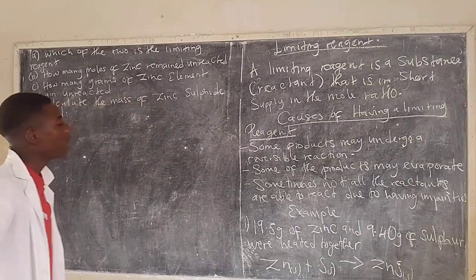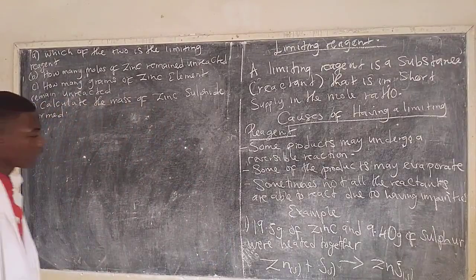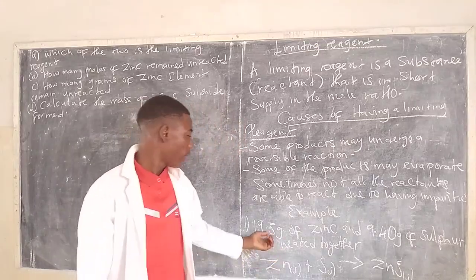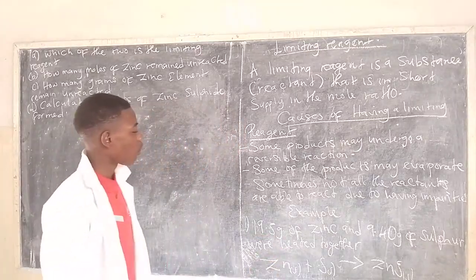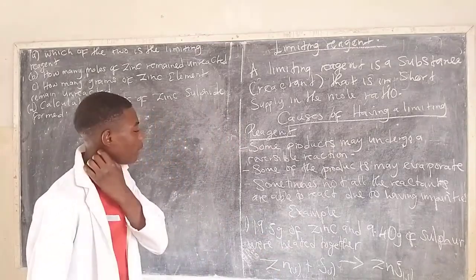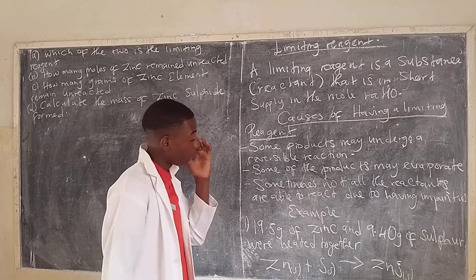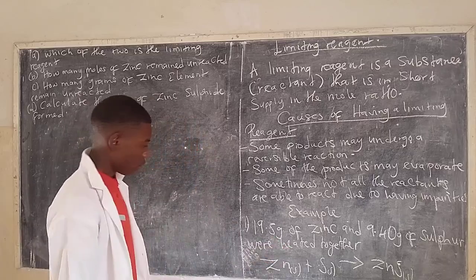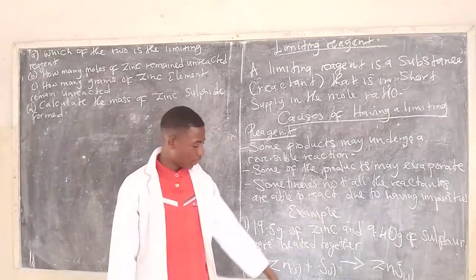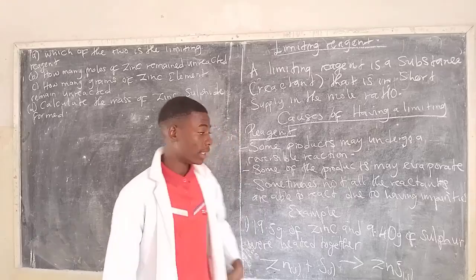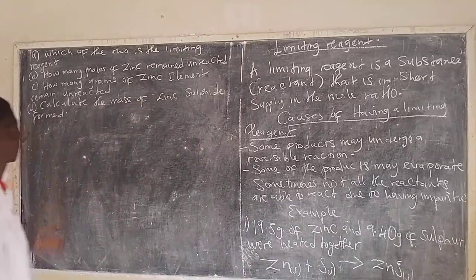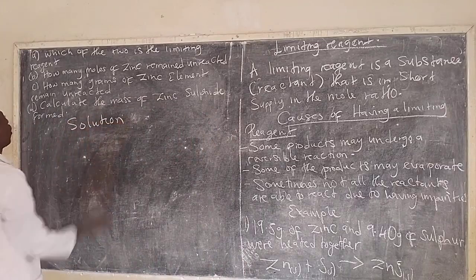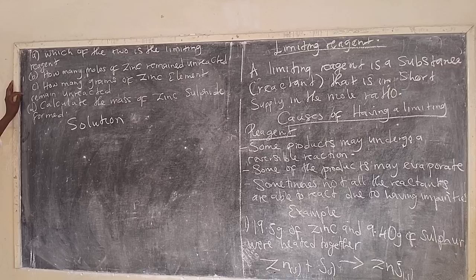So now, under that, we are looking at an example. The example says 19.5 grams of zinc and 9.4 grams of sulfur were heated together. So this is the reaction: zinc reacts with sulfur to produce zinc sulfide. The question says, which of the two is the limiting reagent?